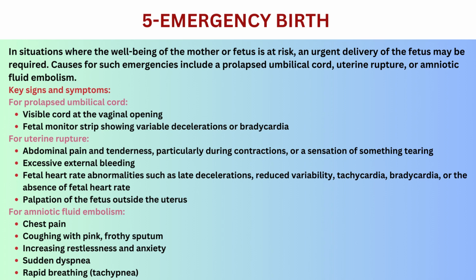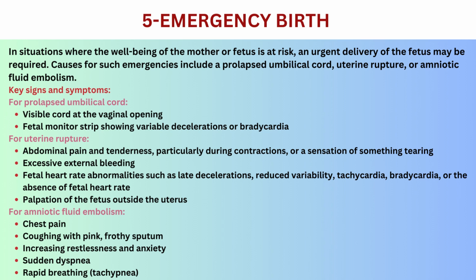The signs and symptoms include: for prolapsed umbilical cord, usually visible cord at the vaginal opening, fetal monitor strip showing variable decelerations or bradycardia. For uterine rupture, abdominal pain and tenderness, particularly during contractions, or a sensation of something tearing. Excessive external bleeding, fetal heart rate abnormalities such as a late deceleration, reduced variability, tachycardia, bradycardia, or the absence of fetal heart rate, palpation of the fetus outside the uterus.